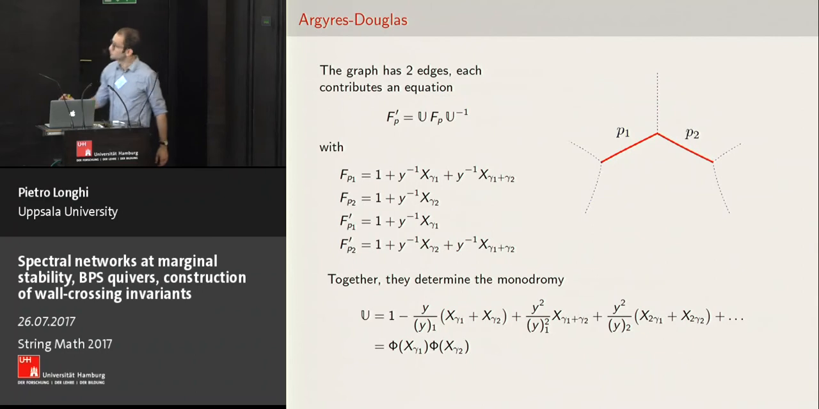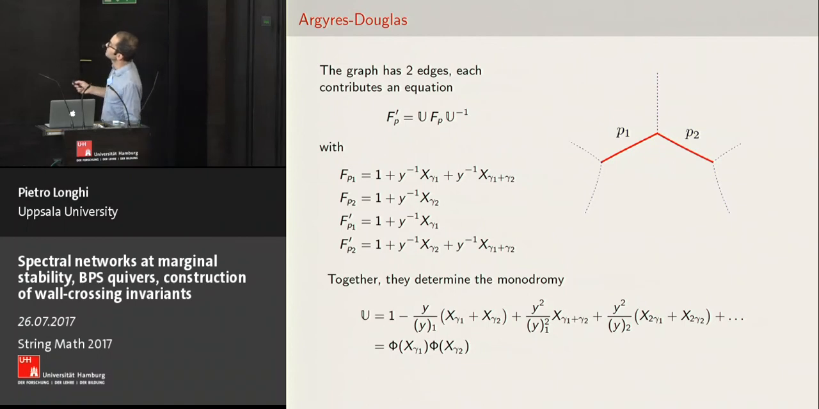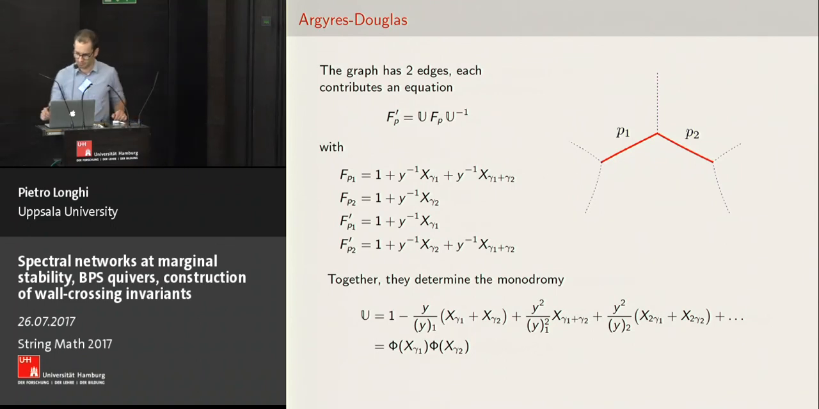And just to show you a few details of how this actually works in practice, let's again consider the simplest theory. So each of these two edges of the BPS graph contributes an equation of this type, where f and f prime are certain functions of the coordinates, which are computed by a simple combinatorial problem based on the topology of this graph. And then imposing these equations for each of these edges, one can compute the BPS monodromy. So it's actually easy to solve this system of equations. There's an algorithmic way of doing so.